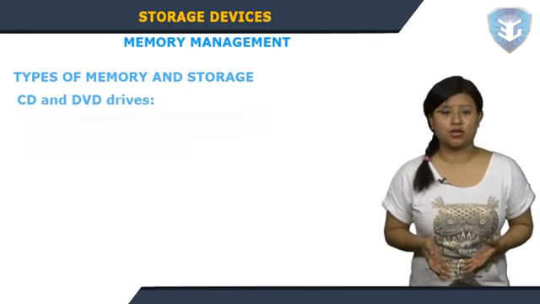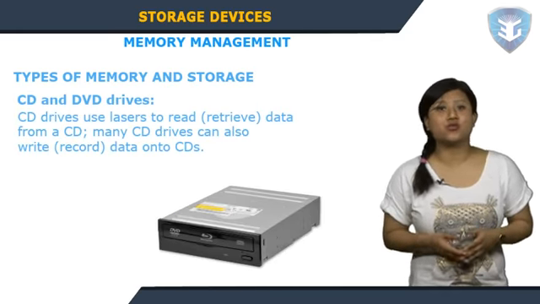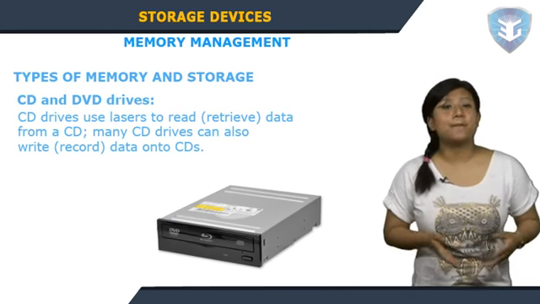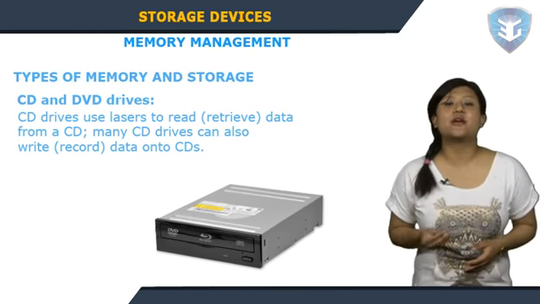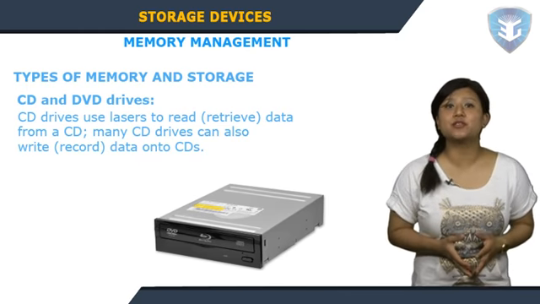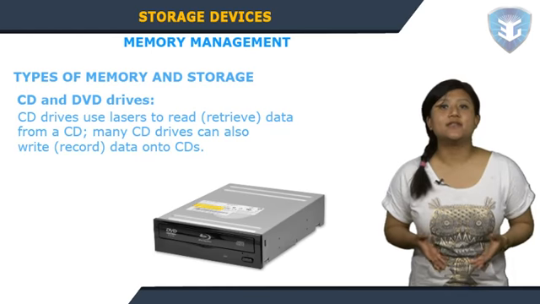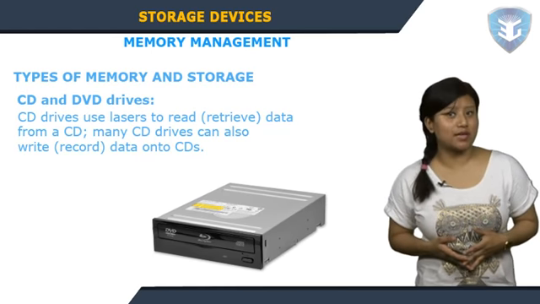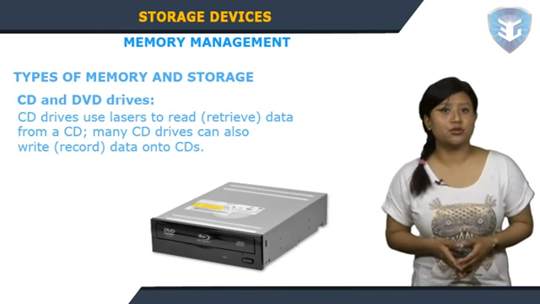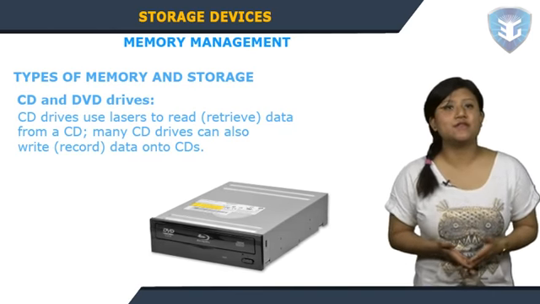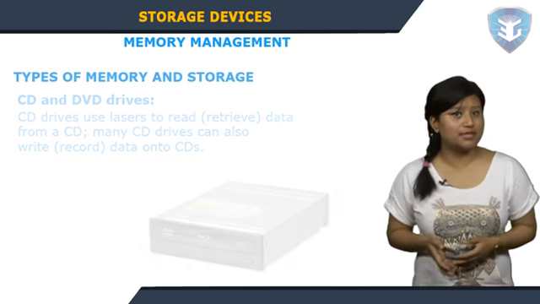CD and DVD drives. CD drives use lasers to read or retrieve the data from a CD. Many CD drives can also write or record data onto CDs. If you have a recordable disk drive, you can store copies of files on blank CDs. DVD drives can do everything that CD drives can, plus read DVDs. If you have a DVD drive, you can watch movies on the computer or play music CDs. Many DVD drives can record data onto blank DVDs.